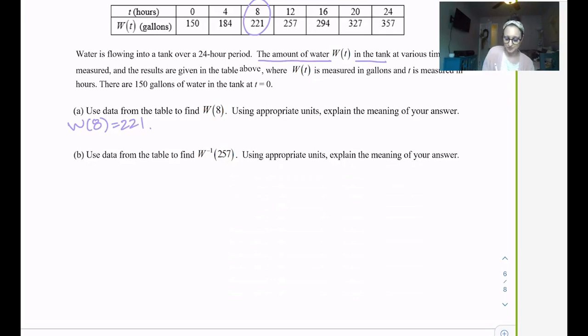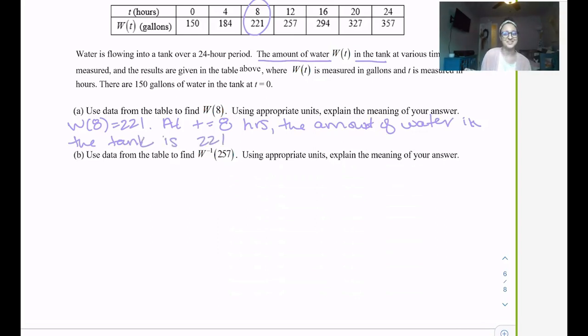So here's how I'd like for you to explain. At T equals 8, what are the units for 8? 8 hours. Now restate what the function gave you, which was the amount, that's what I underlined, of water in the tank is 221, and what's my units there? Gallons.